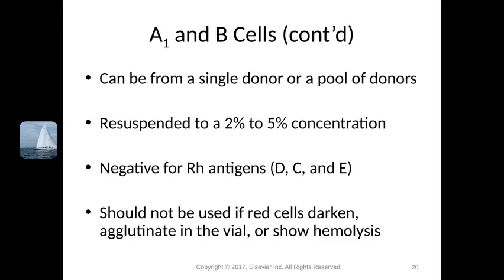So our A1 and B cells, these reagents are usually made from pools of donors to a 2 to 5% concentration for tube testing, and they're negative for our Rh antigens because if we used positive Rh antigens, then they would be interfered with. So if they look weird, the cells are really dark, or they agglutinate in the vial themselves, or have hemolysis, we don't want to use them. They're going to indicate a bad reagent.